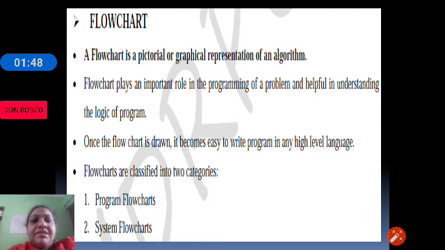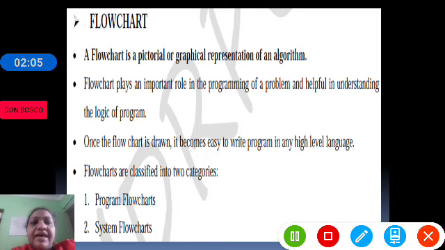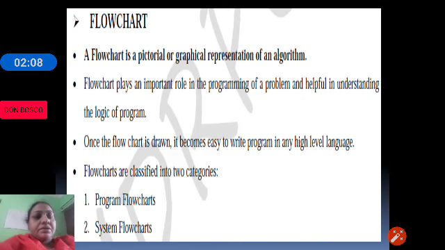Before that, let us study the definition of a flowchart. What is a flowchart? In algorithms we write steps. The same steps are represented using graphics or pictures, and that is called a flowchart. The steps you write in an algorithm, like start, read, we represent the same steps in a flowchart with the help of diagrams or pictures. A flowchart is a pictorial or graphical representation of an algorithm.